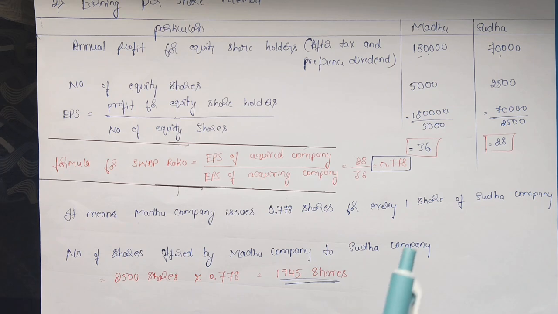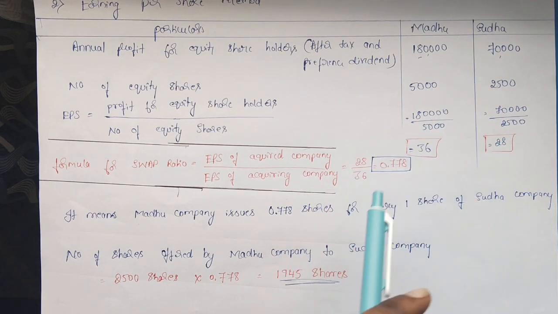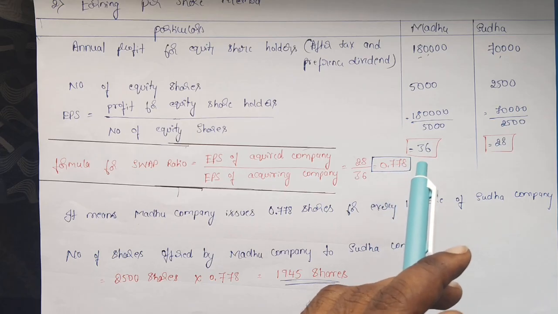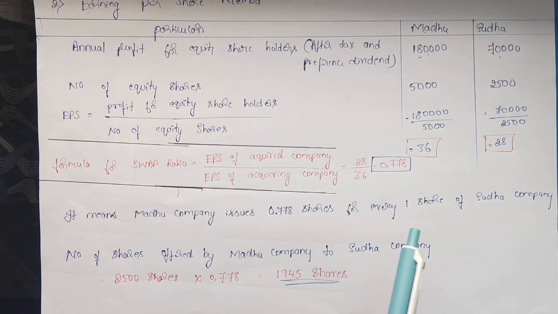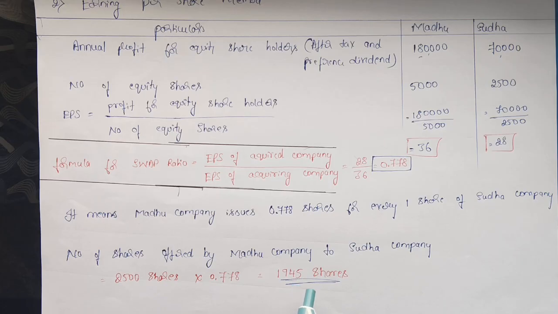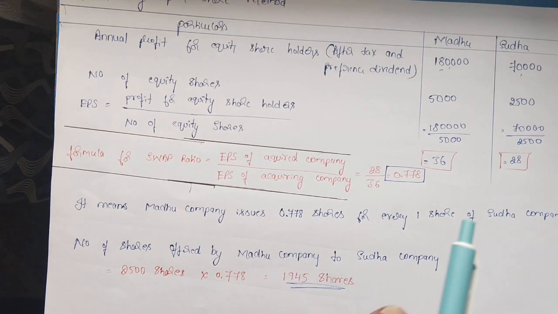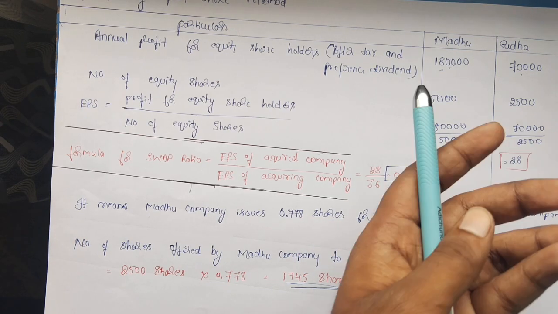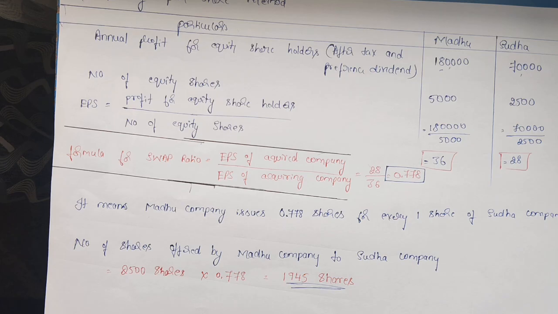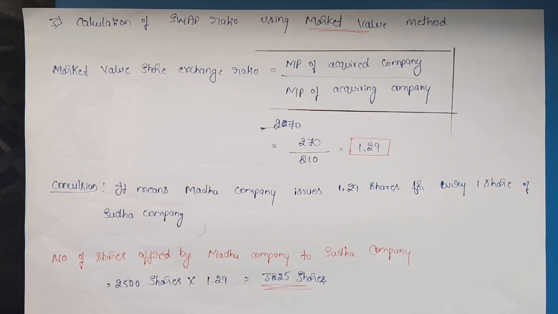So what does it mean? A 0.778 swap ratio means that currently the Sudha company holds 2,500 shares and the Madhu company is going to offer 0.778 under the earning per share method. So that becomes 1,945 shares. That means it is going to reduce. According to the net assets value the shares were increasing, but according to the earning per share of the Sudha company, it decreases to 1,945.